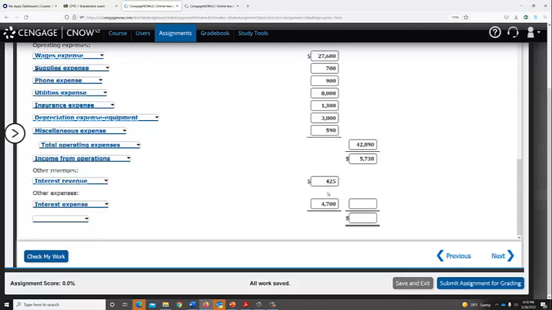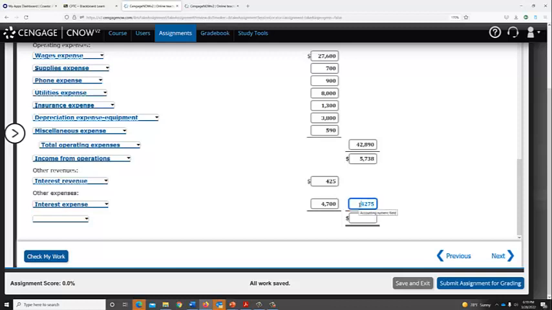Okay, now I'm going to net these two and enter the balance here. I had interest revenue of $425 and interest expense of $4,700. So that's giving me a negative number of $4,275. I'm not sure how Excel wants that.